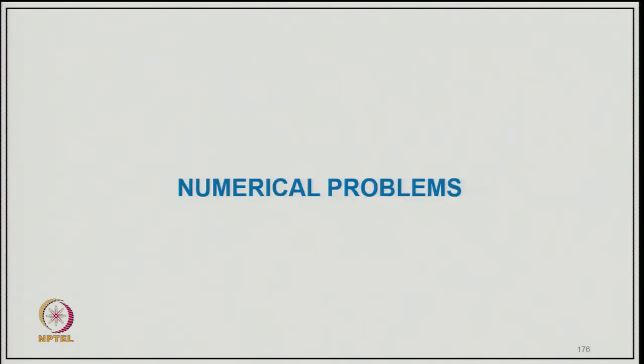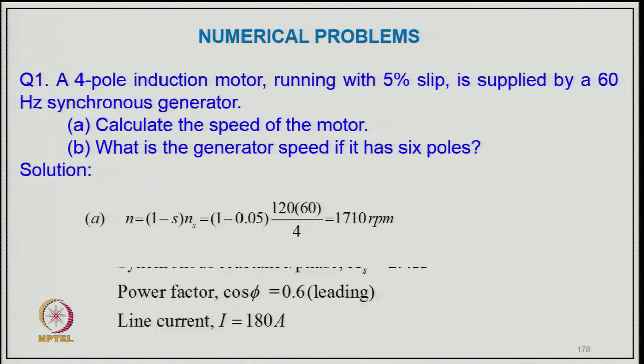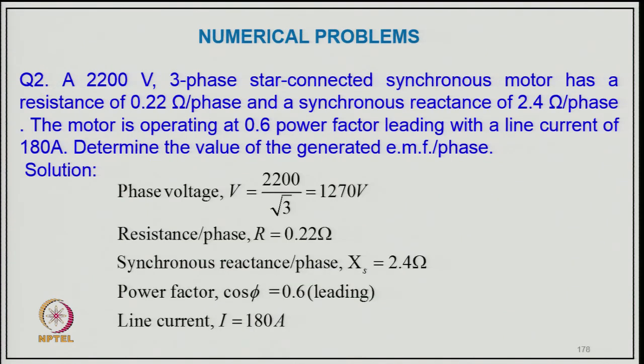Now, coming to the numerical problems. A 4 pole, 2200 volt, 3 phase star connected synchronous motor has a resistance of 0.22 ohm per phase and a synchronous reactance of 2.4 ohm per phase. The motor is operating at 0.6 power factor leading with a line current of 180 ampere. Determine the value of generator voltage.